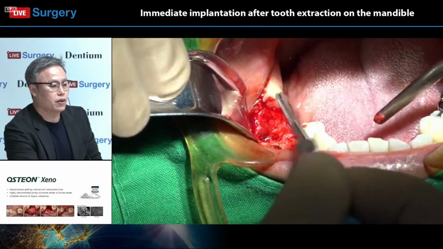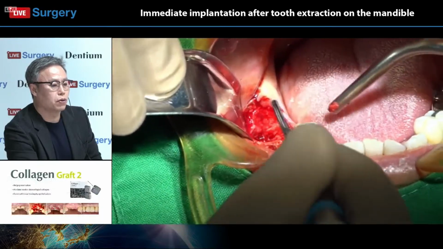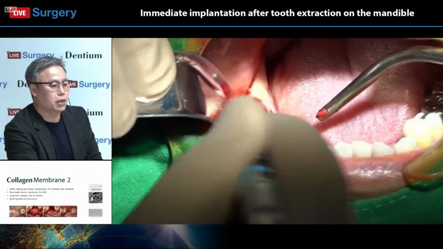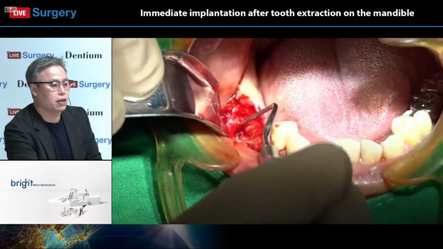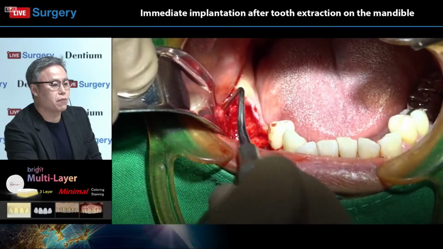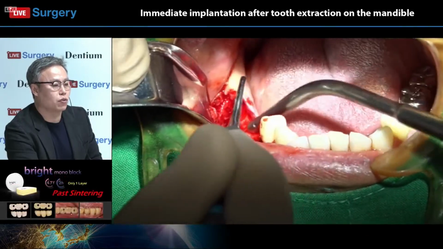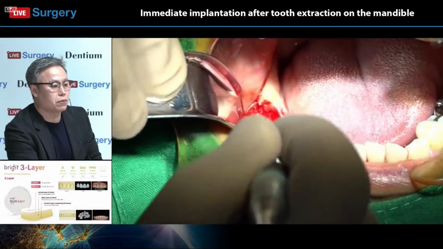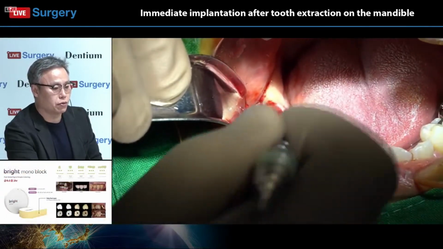So the defect configuration, you can see clearly now because of opening the flap and removing the granulation tissue, the bleeding is less than before. Therefore, we can see clearly the defect size and defect configuration. It's a very important procedure. Let's say we place the implant on the granulation tissue. Can we get the osseointegration? Therefore, we need a thorough removal of the granulation tissue.